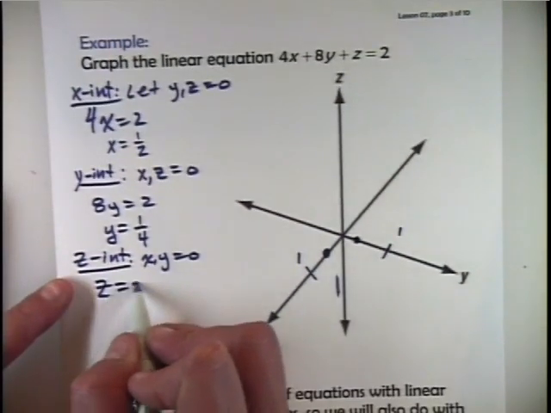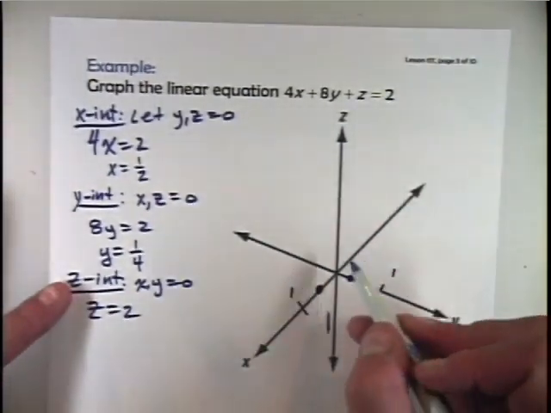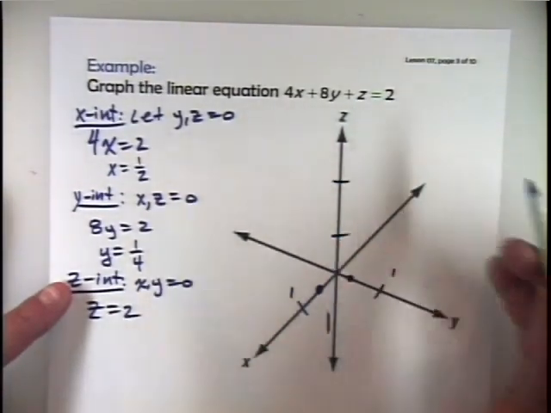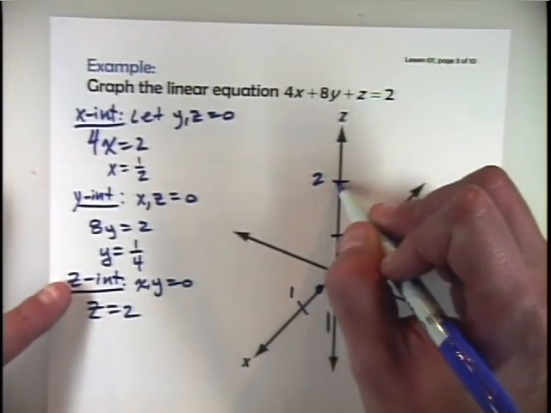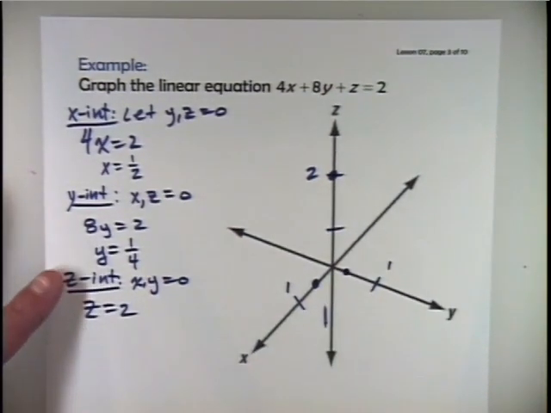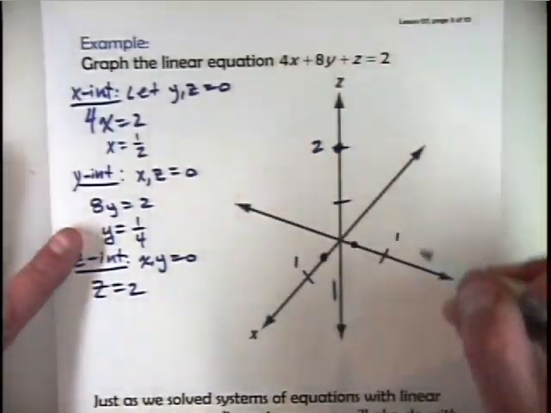Well, that was easy. There was nothing to solve there. So I'm going to keep my scale the same. There's a 1, there's a 2, and I get that point right there. So let's go ahead and list these points now as ordered triples.